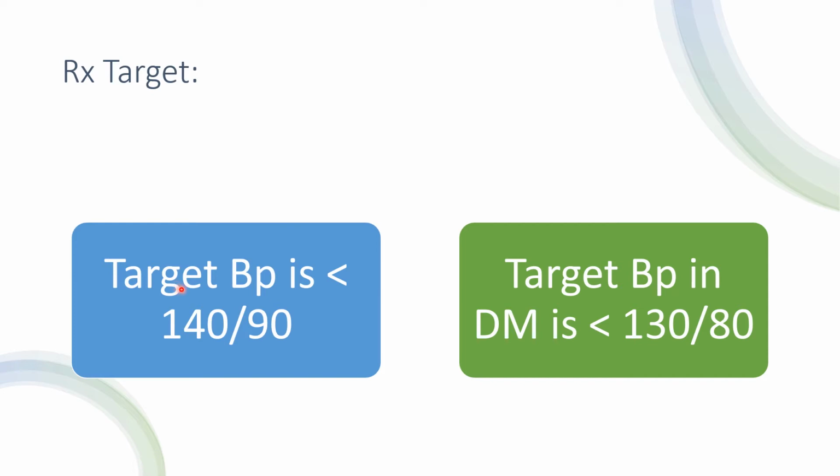Okay, the BP target is important because we are going to titrate the level or the concentration of the medication, or the dose of the medication, based on the target that we are aiming at. Like in DM, we want something less than 130 over 80, but we don't want hypotension. And in the rest, we just want something less than 140 over 90.